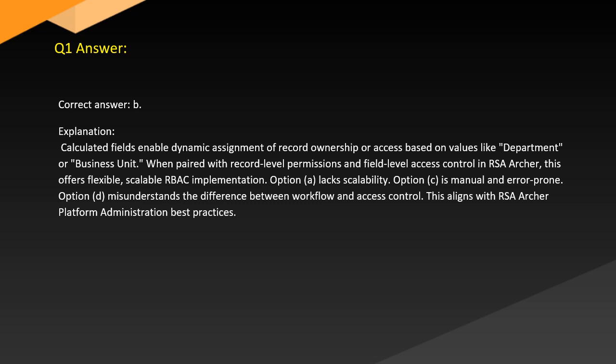Answer. Correct answer: B. Explanation. Calculated fields enable dynamic assignment of record ownership or access based on values like department or business unit. When paired with record-level permissions and field-level access control in RSA Archer, this offers a flexible, scalable RBAC implementation. Option A lacks scalability. Option C is manual and error-prone. Option D misunderstands the difference between workflow and access control.